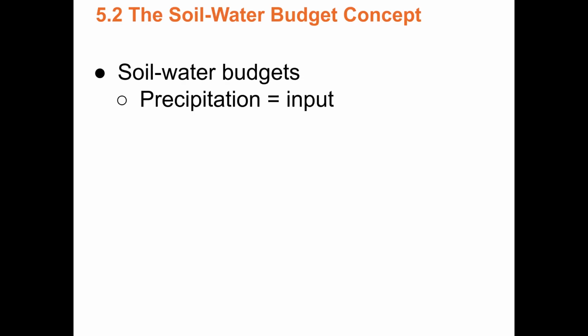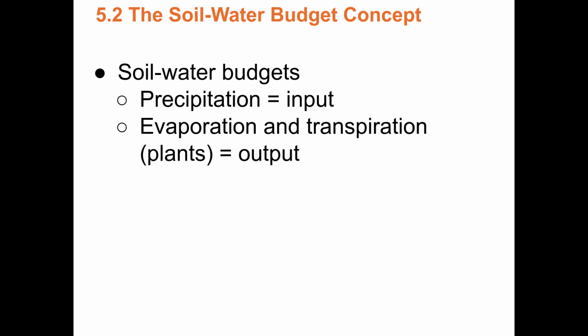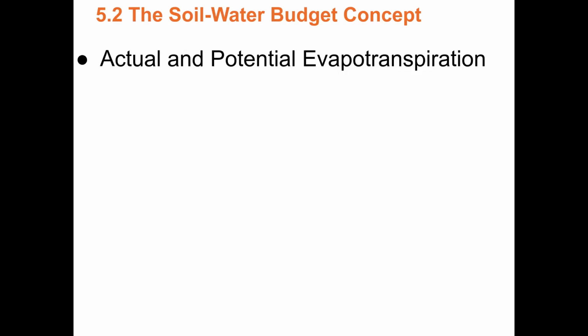In the soil water budget, precipitation (rainfall, fog, snow) is going to be the input, and the output is going to be evaporation off of the ground and transpiration, which is water that's used by plants. So the output is going to be evaporation and transpiration. So I've got to talk about evapotranspiration for a minute.